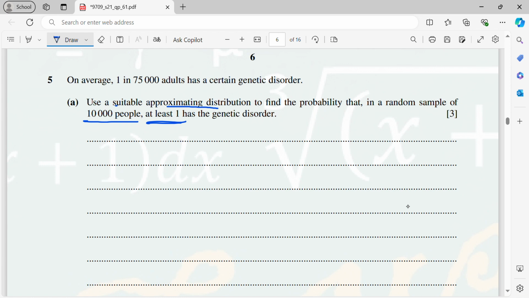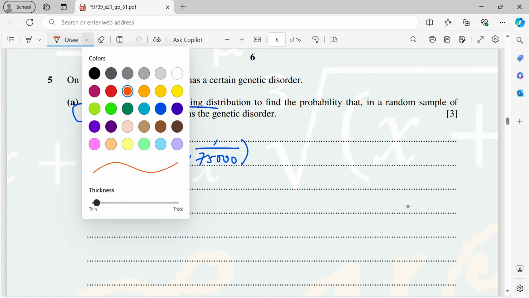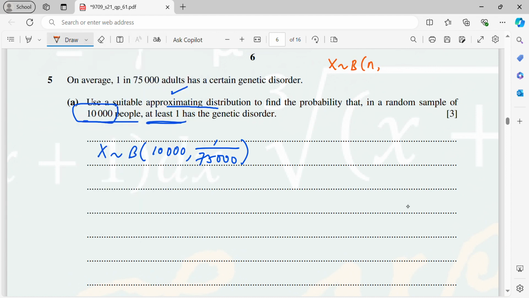Since we are considering 10,000 people, initially this is binomial distributed. So X is binomial because it's people. The N is 10,000, and the P is 1 over 75,000. But you are given the hint to use a suitable approximating distribution. Now you have to check whether you use normal approximation or Poisson distribution. X is binomial with N and P.